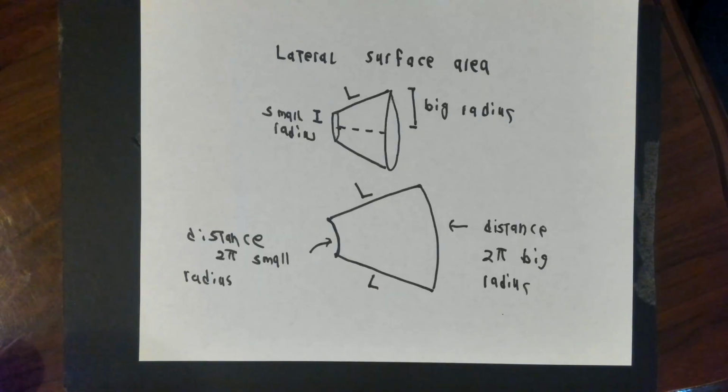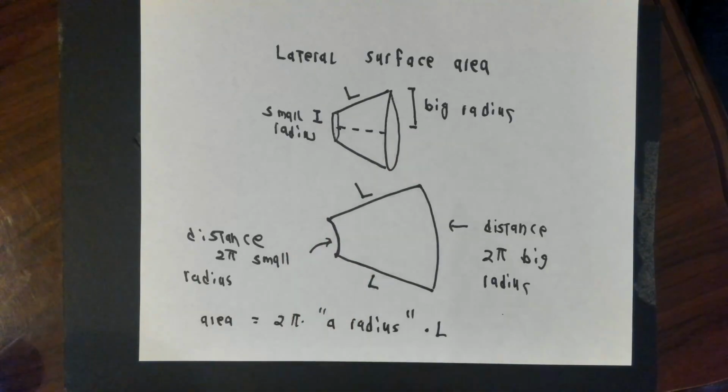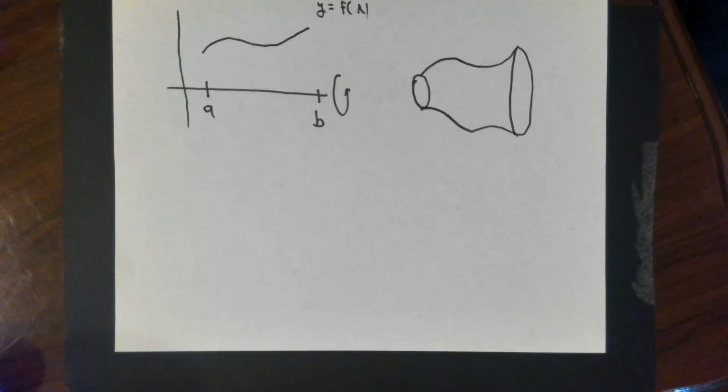It's not difficult to prove that the area of such a thing is given by the following formula. The area is 2 pi times what I'll just loosely call a radius times the L number. The radius that I'm speaking of here is some number that's between the big radius and the small radius. If I wanted to be exact about it, it turns out that this is the average of the big and small radii.